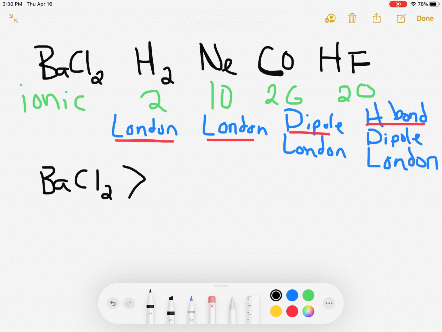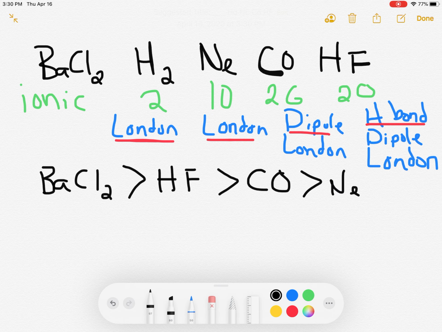So we know that barium chloride is the strongest. The next strongest is going to be hydrogen bonding. It's going to be HF. And then dipole we know will be the next strongest. And then we're looking at the two with London dispersion, neon and hydrogen. Since neon is bigger, it's going to have stronger intermolecular forces, which is going to make hydrogen the weakest and the one with the lowest boiling point.